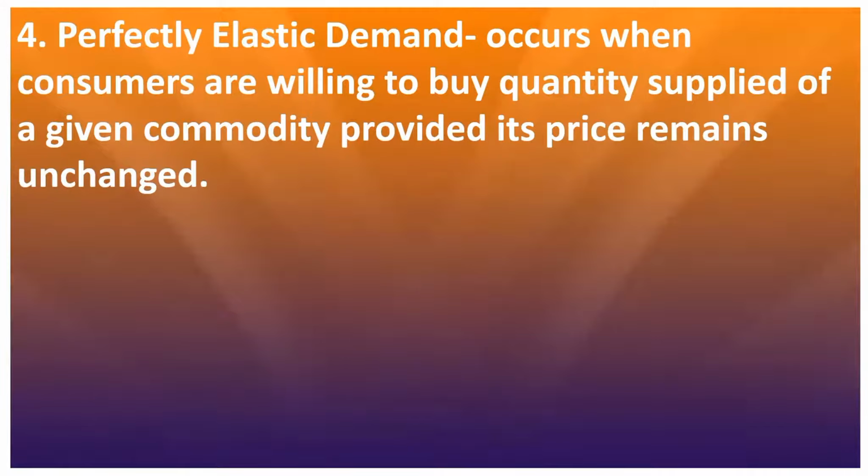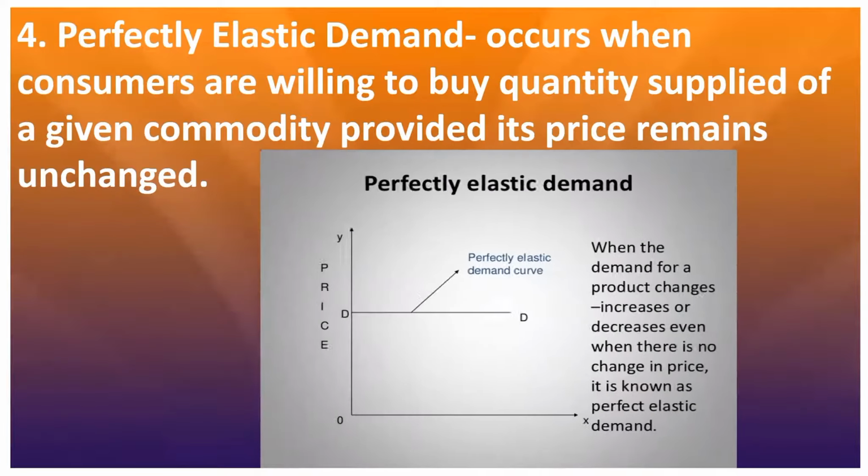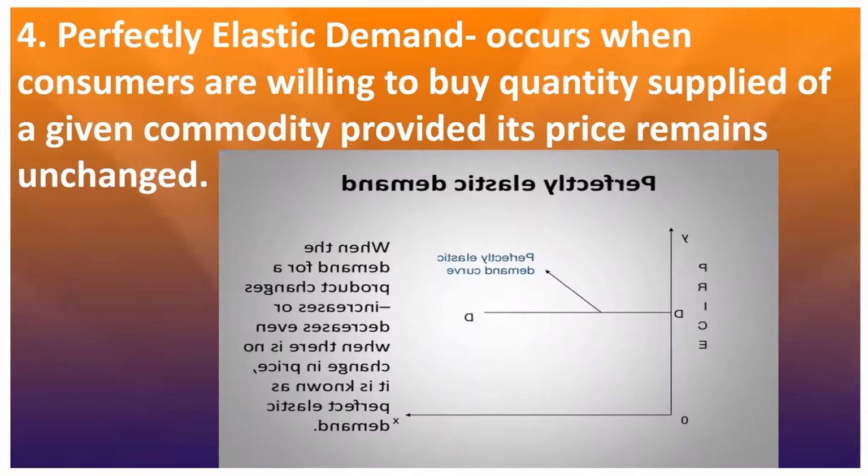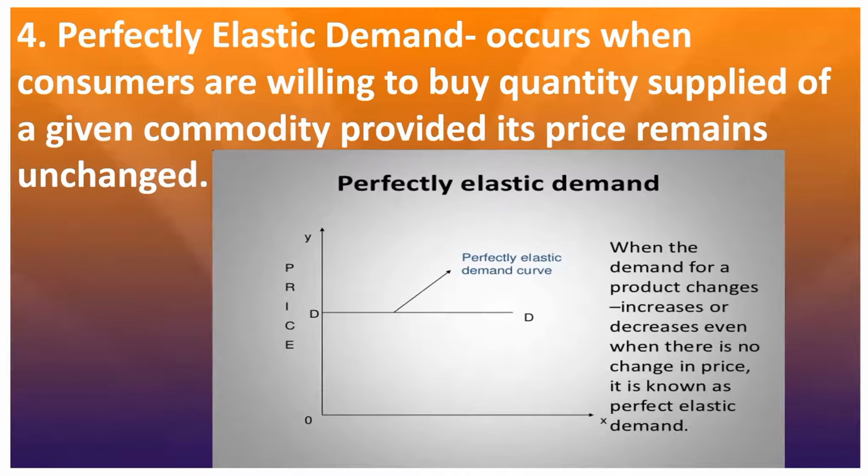Whatever is supplied in the market, consumers are prepared to buy them on the condition that the price of that product remains unchanged. And they will also not buy any if the sellers increase the price of the product even by a little percentage. And the graph of this type of elasticity of demand is usually horizontal. It is also called infinity or infinitely elastic demand.